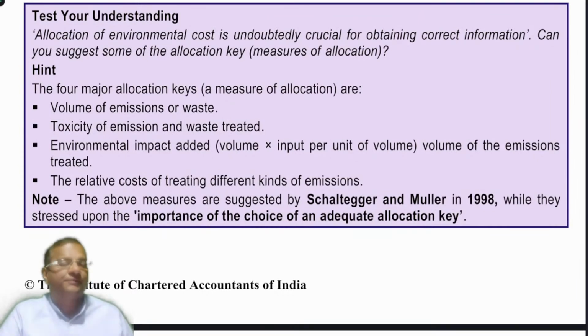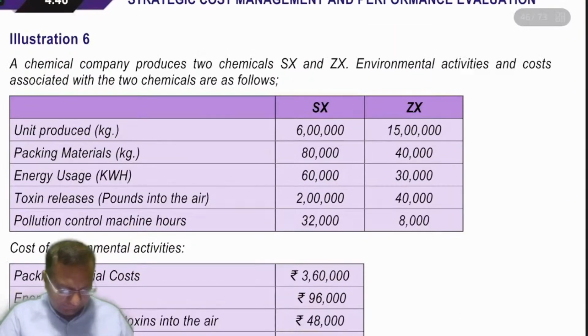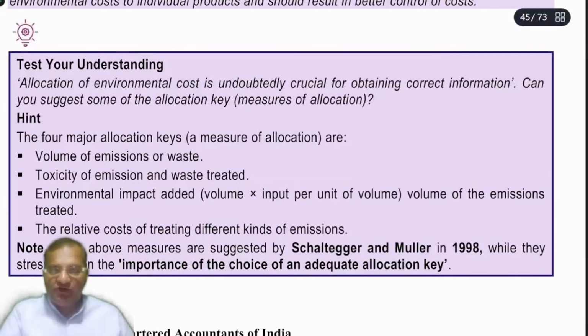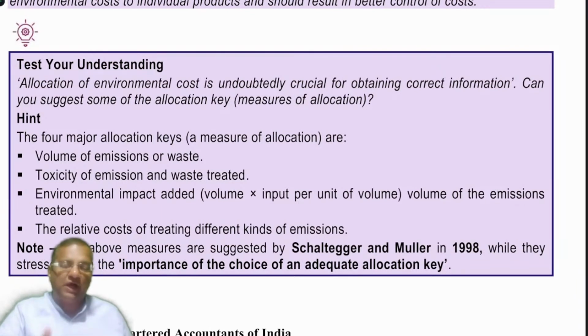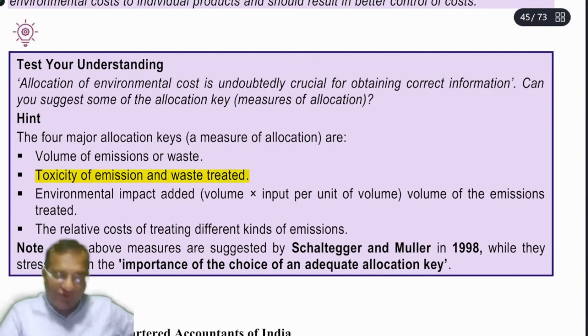Point number 1: volume of waste generated by each product. That means the environmental cost is allocated on the basis of how much waste each product has generated. This is a very, very important and very interesting point. And the second point: toxicity of emission and waste treated.